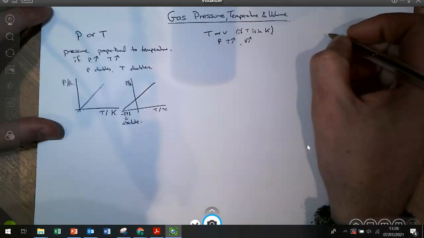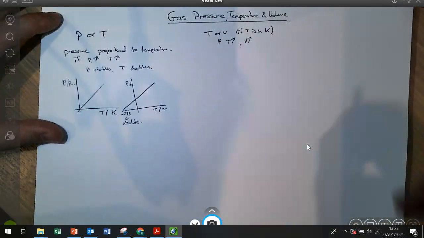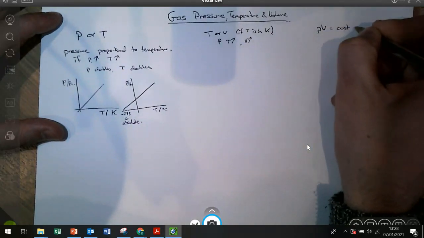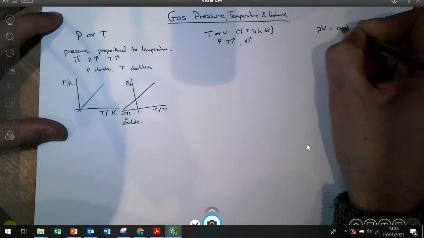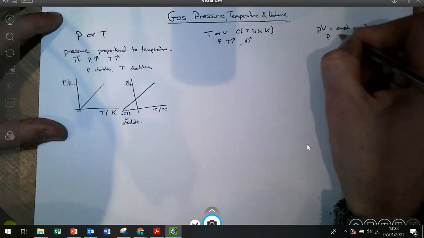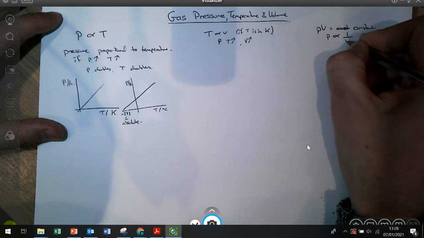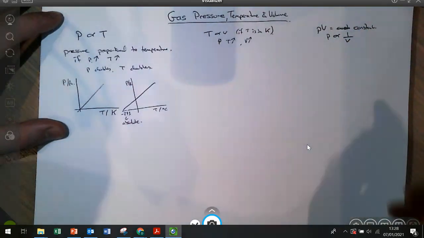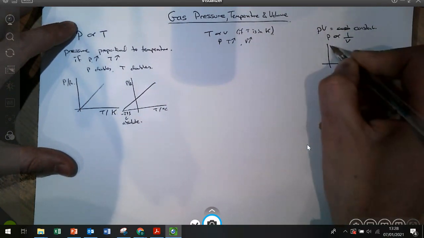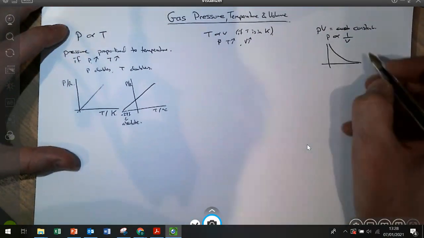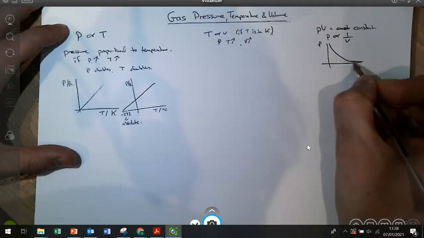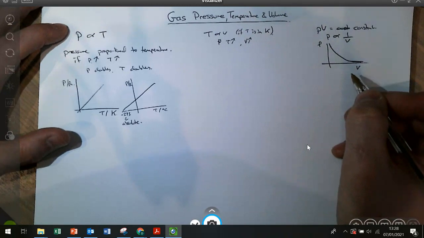And then finally, we have for triple that PV equals a constant. Or we could say P is proportional to 1 over V. So on a graph, we would have this kind of shape, the inversely proportional shape, although it shouldn't actually ever touch the axes. It's a bit of a messy graph.